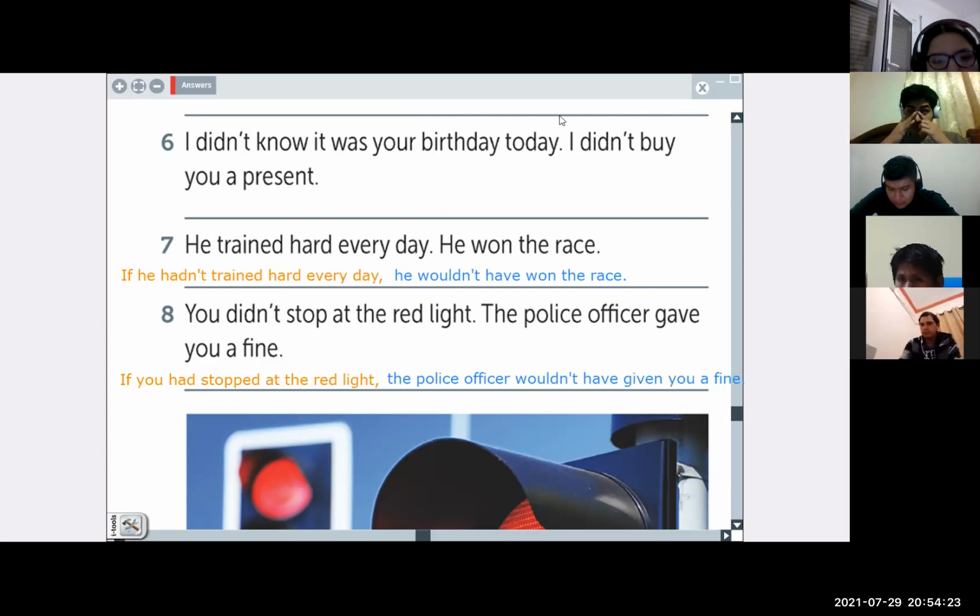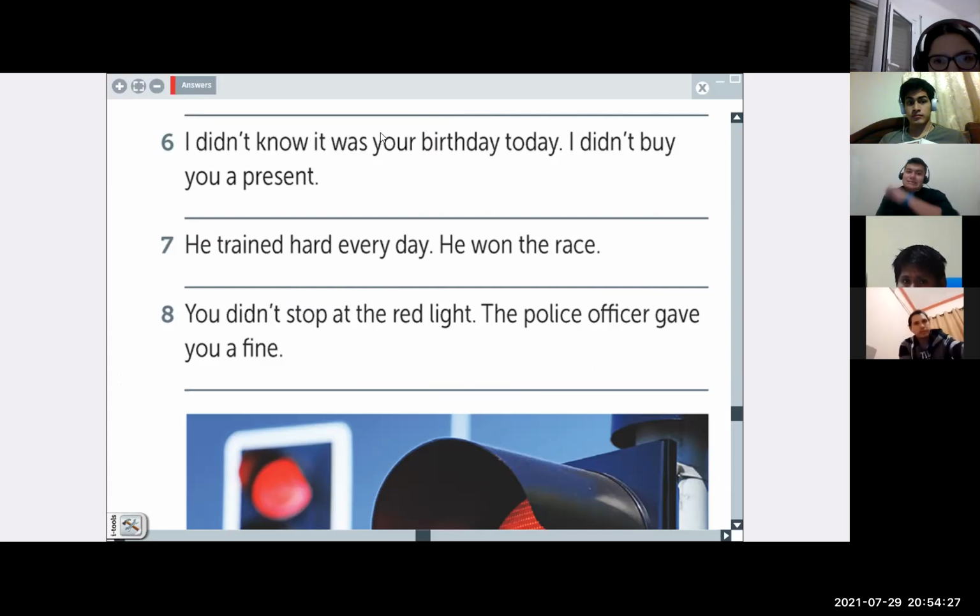Very good. Good. Entonces creo que ya está claro, ¿no? El uso del tercer condicional. ¿Alguien tiene todavía alguna duda? ¿Algo que quieran repasar, tal vez?